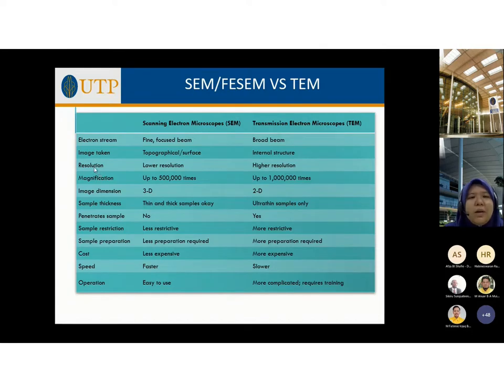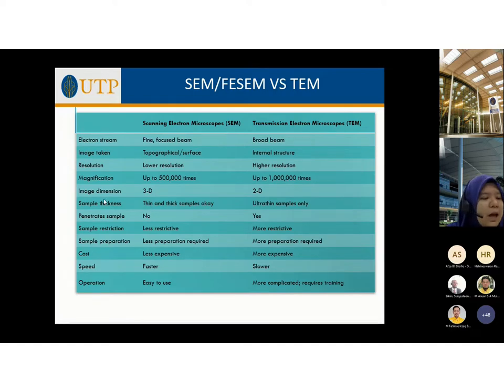Okay, so in terms of resolution, SEM gives a lower resolution compared to TEM. And the magnification really depends on the sample and also the type of unit that we have. For SEM, the highest magnification can go up to 500K times. However, for TEM, it can go up to 1 million times. So basically, to see the internal structure of the element, normally we can go up to 600K, 800K, and we should be able to see the internal structure already.